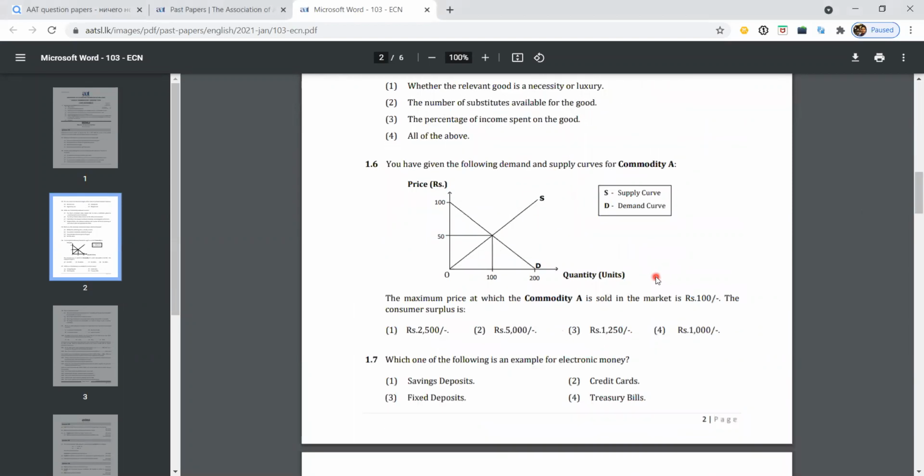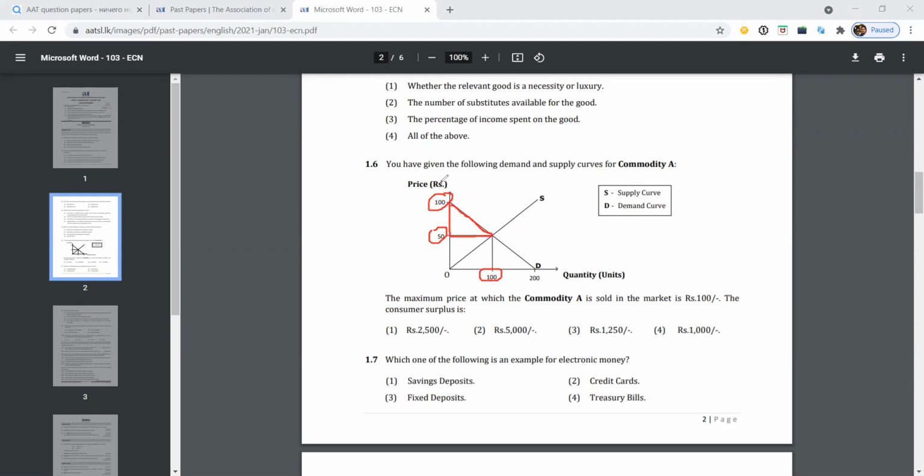Next one. You are given the following demand and supply curve for a commodity A. Demand and supply is given. So 50 is the equilibrium price and 100 is the equilibrium quantity. The maximum price at which the commodity is sold is 100. So this is the maximum price. The consumer surplus is this area.